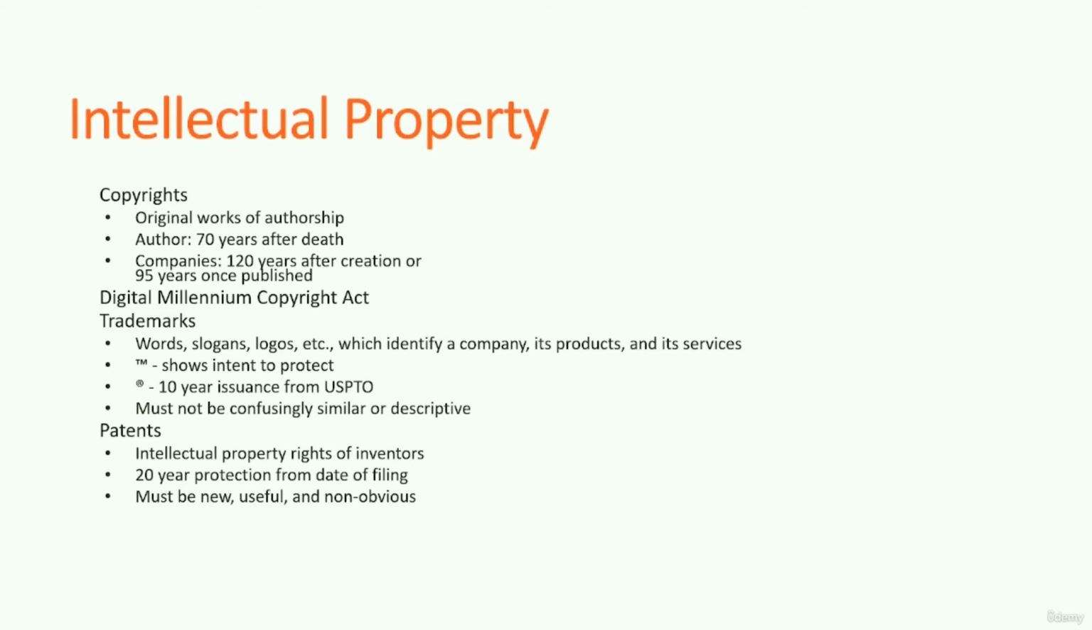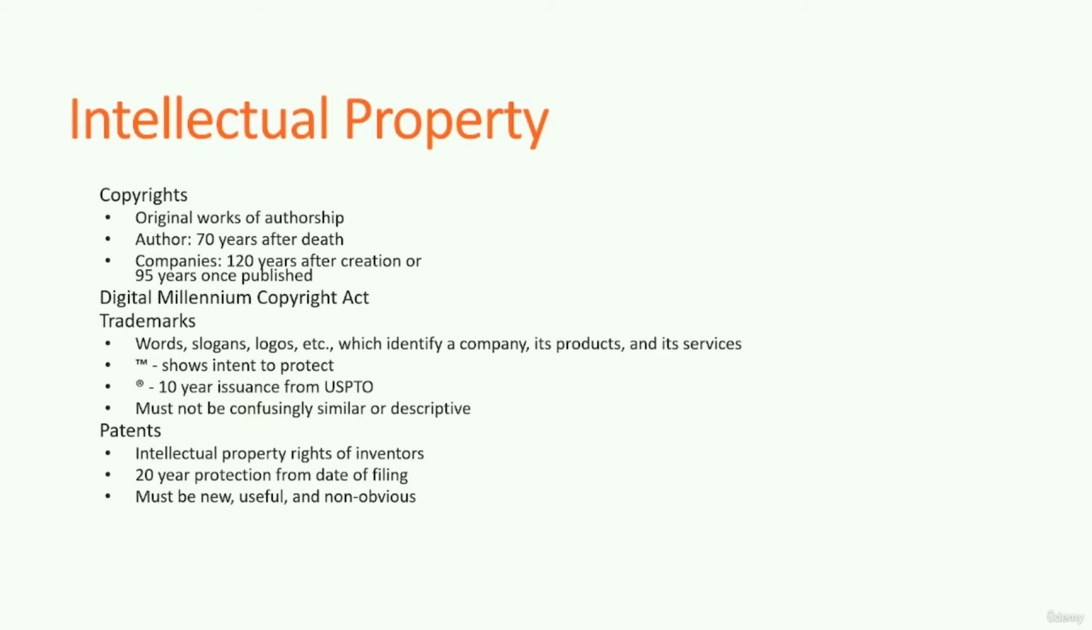copyrights, which is about protecting the original work of authorship, and it protects the authorship rights even after the author is deceased, by 70 years, for example. And for companies, copyright can protect the data up to 120 years after creation of the company and 95 years once published. An example for copyrights is the Digital Millennium Copyright Act.